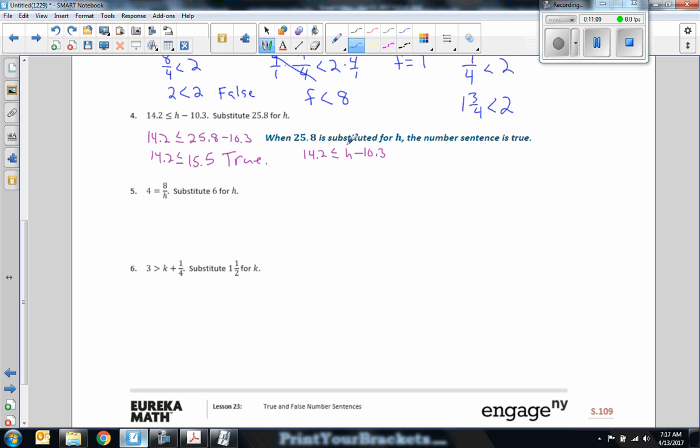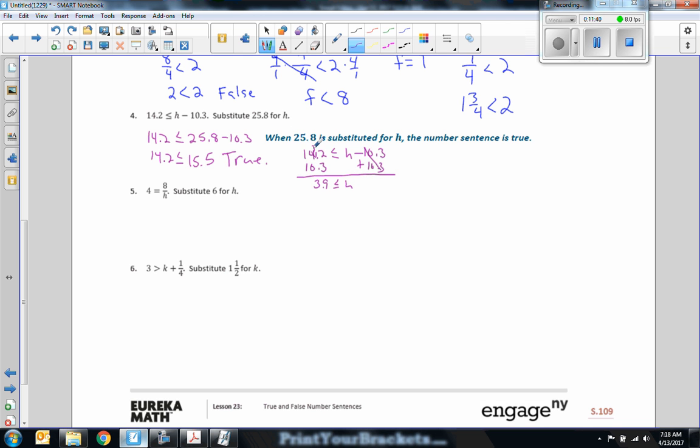And I want to get h by itself, so I'm going to add 10.3 to both sides. And when I do that, this goes away, and I get h has to be greater than, and when I subtract, I get 3.9. So h has to be less than 3.9. So to make this false, I'll pick a value greater than 3.9.